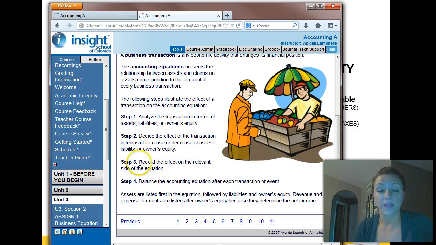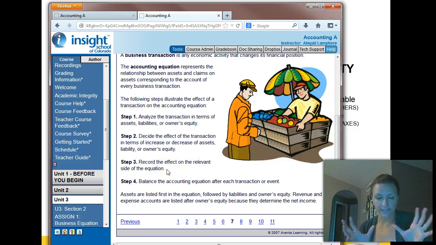Step 3, we'll then record the effect with the relevant side of the equation. So once we've analyzed it and decided, okay, it's going to increase this account and decrease this account, we're going to record that transaction into the journal.